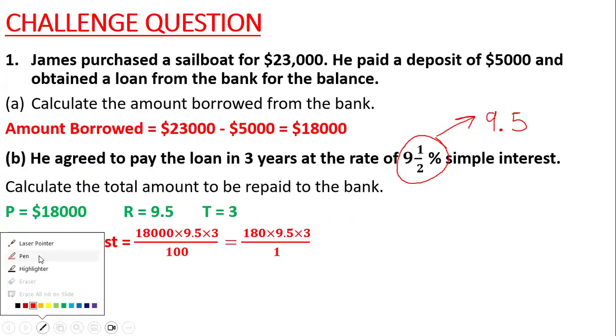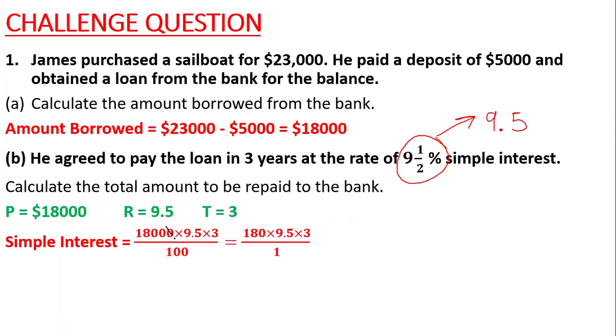So this is going to be, that's why you always cancel, right? This 0 cancels with that 0 and that 0 cancels with that 0. So we have 180 multiplied by 9.5, which is what?